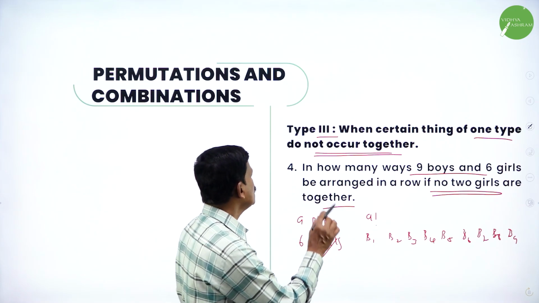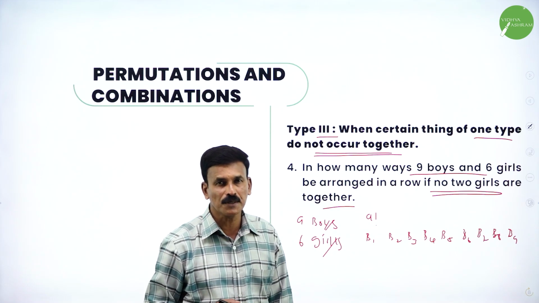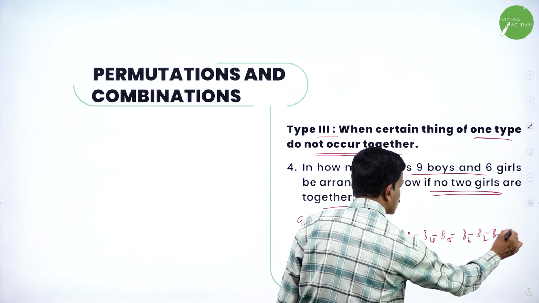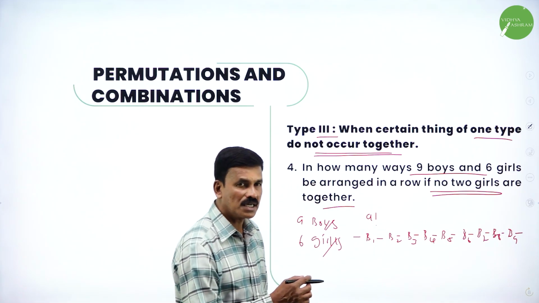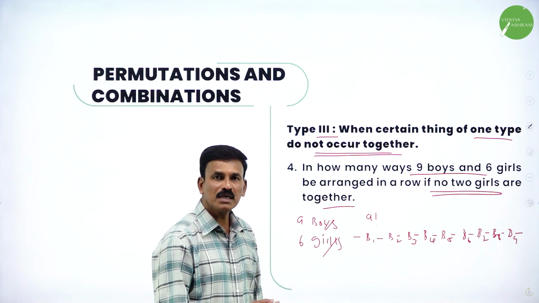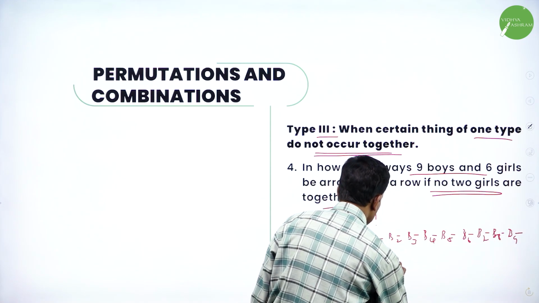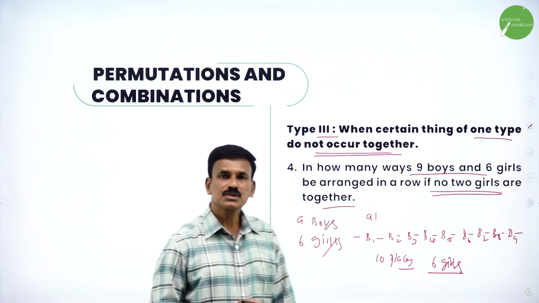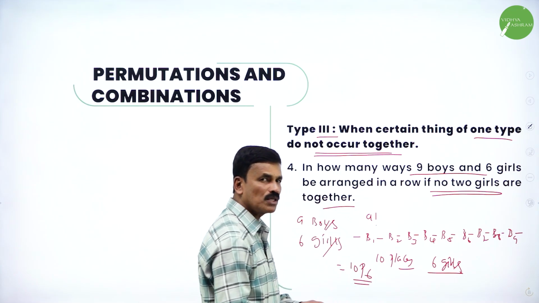What is the condition given? 6 girls are arranged in a row such that no 2 girls are together. Now, in these gaps we are going to arrange the girls. So we are going to arrange the remaining 6 girls in these gaps. What is the condition? No 2 girls are together. So how many places are there? 1, 2, 3, 4, 5, 6, 7, 8, 9, 10 places. So in these 10 places, we are going to arrange 6 girls. So this can be arranged in 10P6.